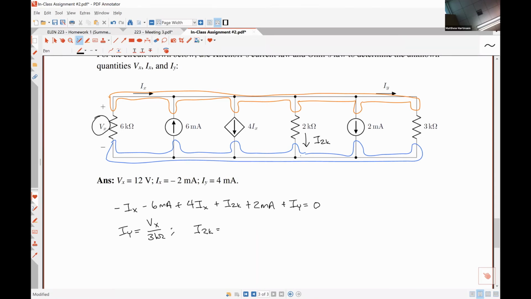Because all of these elements are connected in parallel, that voltage Vx with positive polarity on top and negative polarity on the bottom is common to all of the elements in the circuit. So the 2 kilo ohm resistor also has a voltage drop over it, Vx, positive polarity on top, negative polarity on bottom. So we'll have voltage divided by the resistor value, 2 kilo ohms. All right.